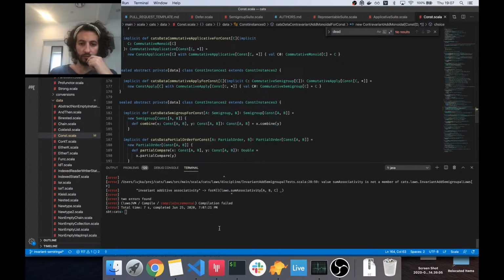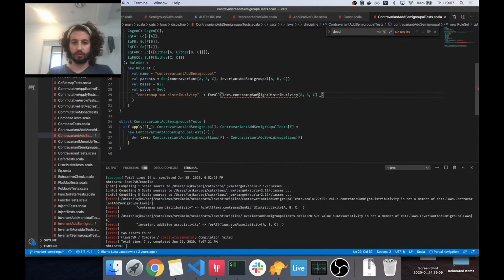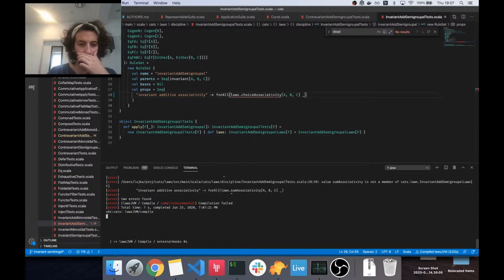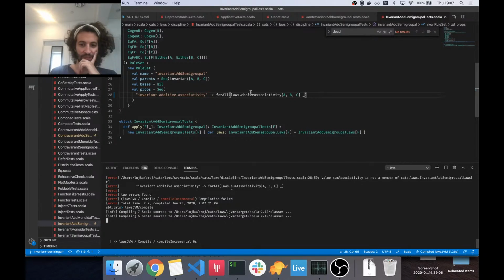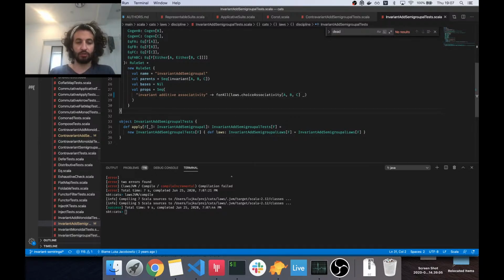Cool. Oh, let's fix this. This is not called choice, right? Distributivity. This is called choice associativity. Maybe we should just call it invariant choice as a type class. Is that a good idea? What do you guys think? Okay, so it compiles. Let's go back to const.